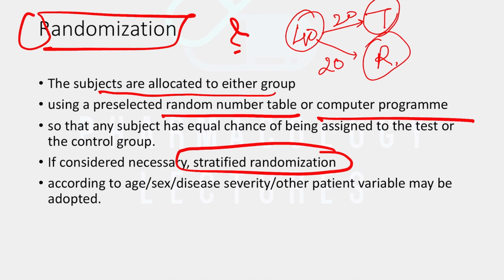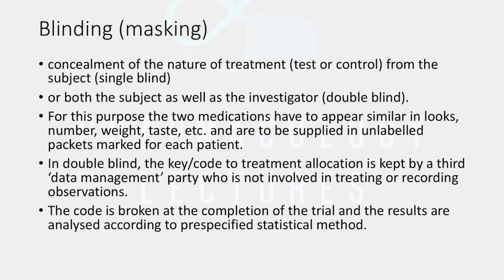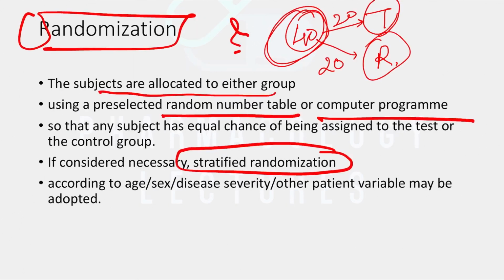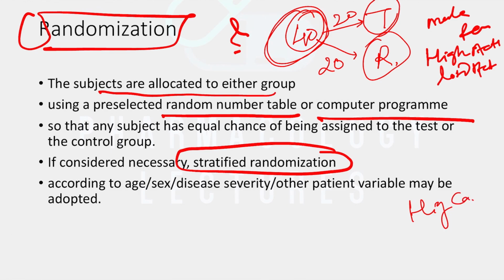Now what is stratified randomization? For example, if you have taken a total of 40 subjects, and in those 40 subjects you have males and females. You now have different cofactors: a few are males, a few are females, a few are highly active, some have low activity, some are taking a high carbohydrate diet, some are taking a low carbohydrate diet. So there are many cofactors associated.